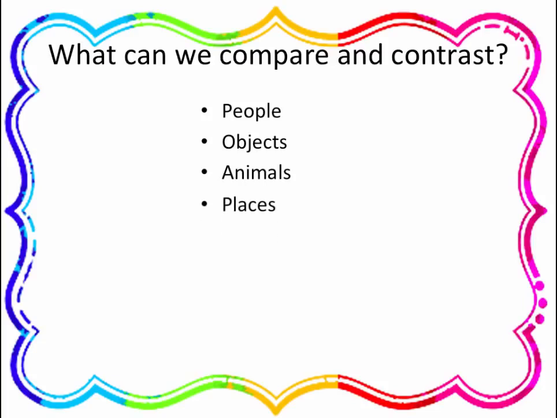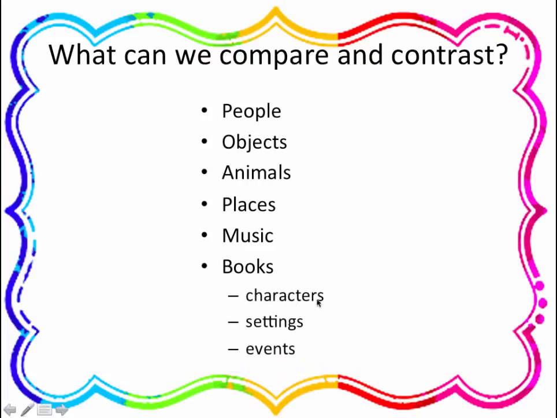We could compare and contrast places like the beach or the desert. We could compare and contrast music like rap and country. We could even compare and contrast books, but when we do that, we'll break it down into several elements of a story. We would talk about the things that are the same and different about the characters, the things that are the same and different about the setting, and the things that are the same and different about the events that happen in the story.